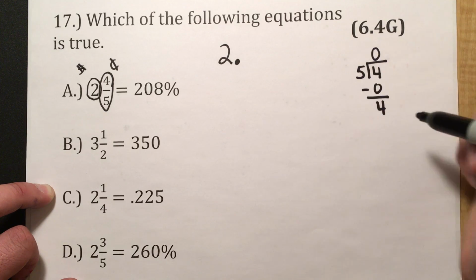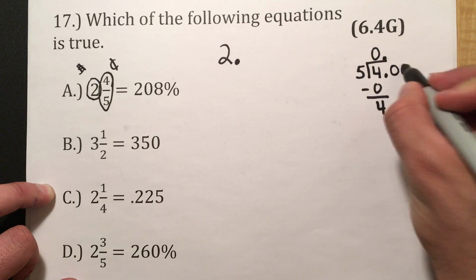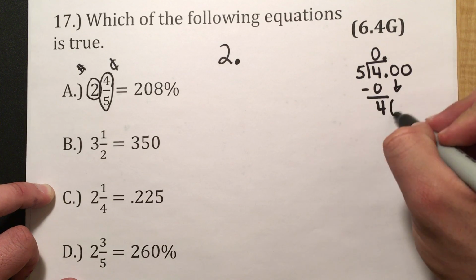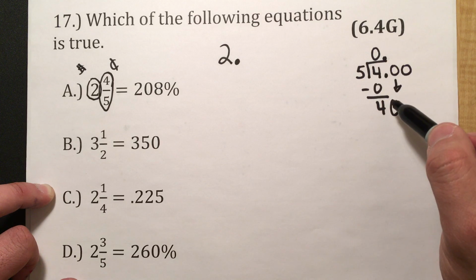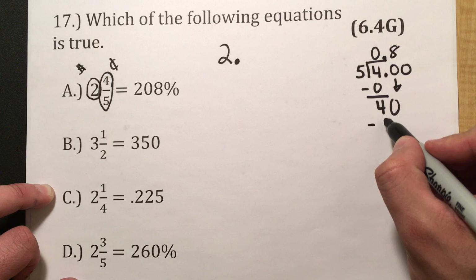Now, how many groups of 5 go into 4? Well, we can't divide, right? So I'm putting a decimal here and a decimal here. And I'm going to add 2 zeros. Now I'm bringing one of those zeros down. Now, how many groups of 5 go into 40? That would be 8. 8 times 5, that's 40.